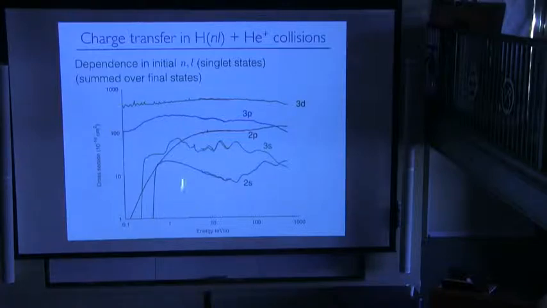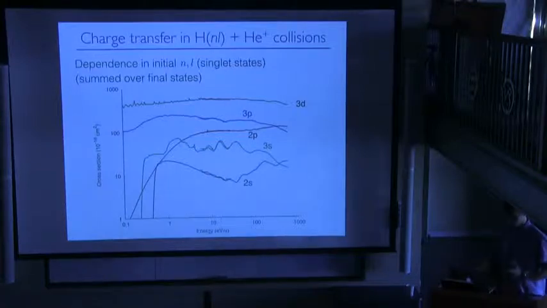And again, what happens at low energy can only be understood if you look at the potential energy curves. For example, these two here, 2s and 3s, they have a threshold, so that means that you need a certain energy to reach an avoided crossing, so there's no way to understand this before doing the actual calculation.